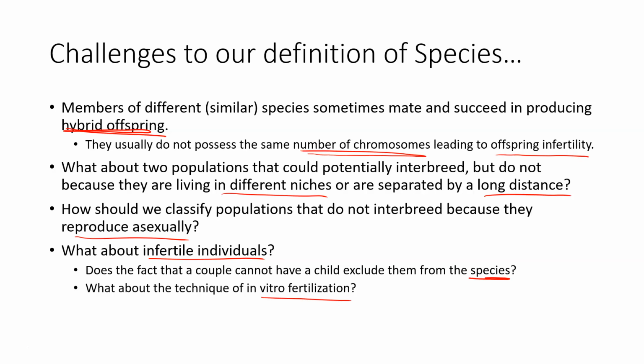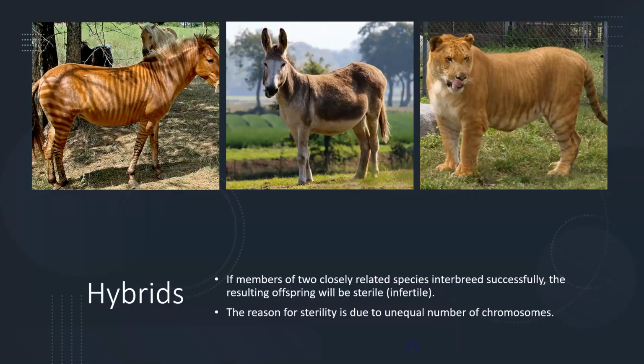I don't know that the current definition of species is very good, but it is what we have at the moment. Again, the definition is the ability to interbreed and produce fertile offspring. So we talked a little bit about hybrids. What are they? If members of two closely related species interbreed successfully, the resulting offspring will be sterile/infertile, meaning they do not produce viable gametes and therefore cannot reproduce themselves successfully.